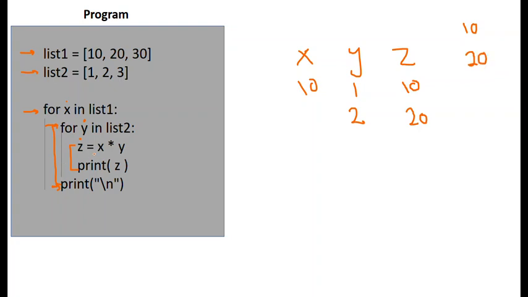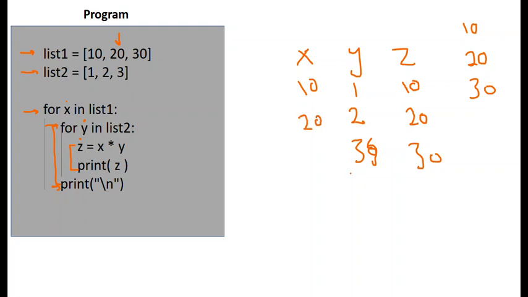Are we done with the inner loop? Not yet. Sorry, y will be 3 now and x will remain 10. So z will be 30. All right, now we print z and the output will be 30. Right? Now that we are done with the inner loop, we will go to the outer loop and update the variable x. Right? Now x will move to the second value, which is 20.